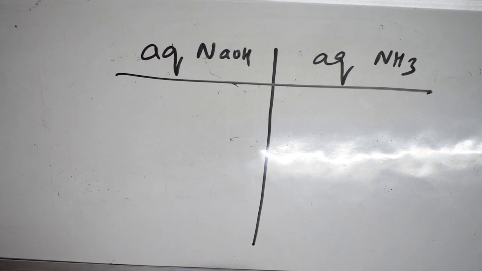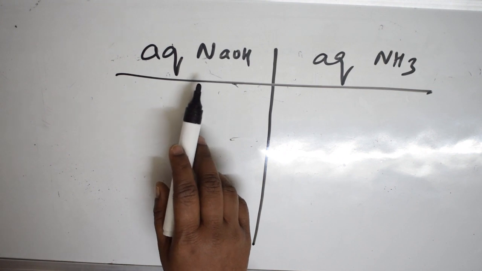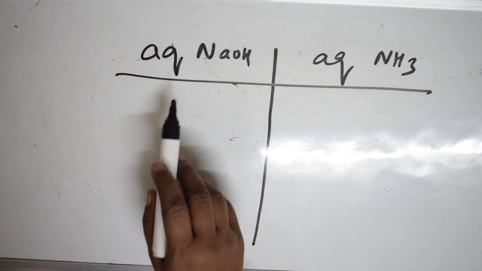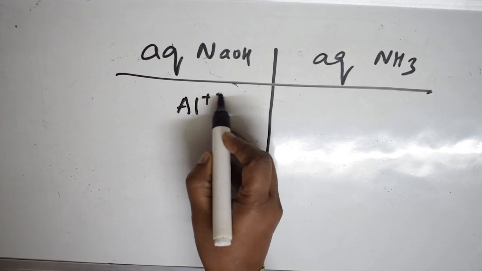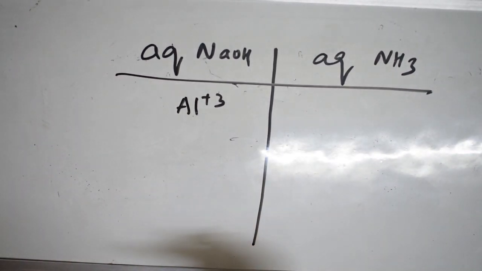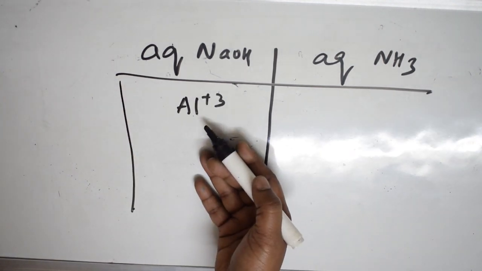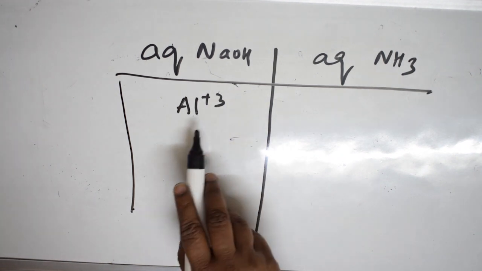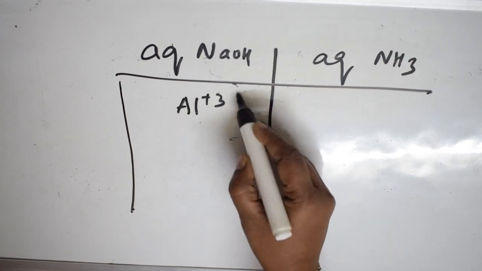So if I have cations, soluble, insoluble, let's see. Suppose I take aqueous sodium hydroxide and add it to this. Aluminium is one cation, Al plus 3. First of all, what is the color of the aluminium precipitate formed? It's nothing but white PPT, isn't it? When you add it, you will get white PPT, and it is soluble in aqueous sodium hydroxide.